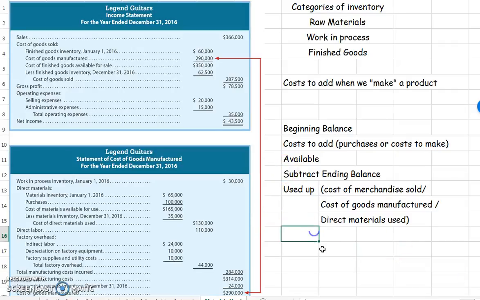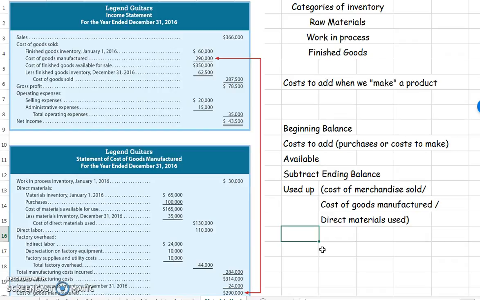Let's talk about how to prepare a statement of cost of goods manufactured. So the first thing I want to tell you about is that instead of buying inventory to resell, we are now making our inventory. And so we now have three categories of inventory. If you were buying and reselling, you would just have one category called inventory, which would really be finished goods because it's finished and it's ready to sell. But now that we're making inventory, we have three categories.